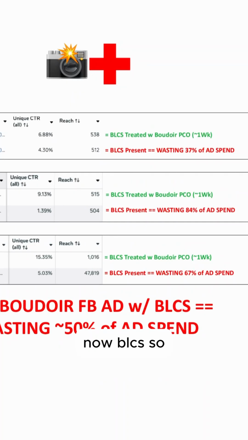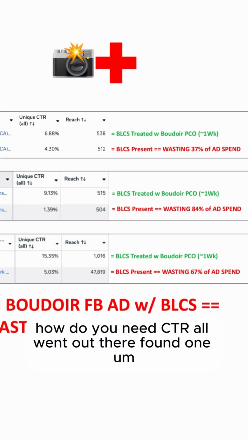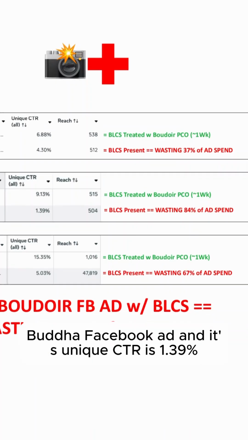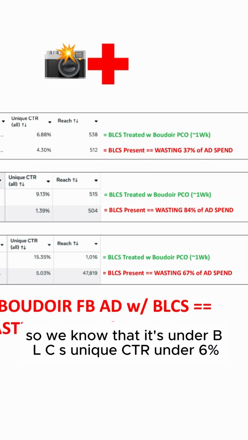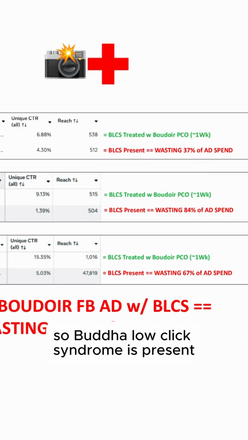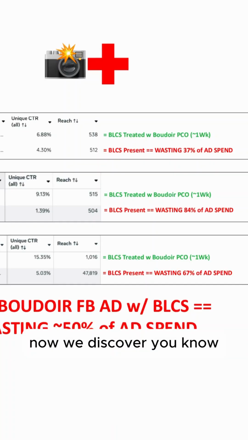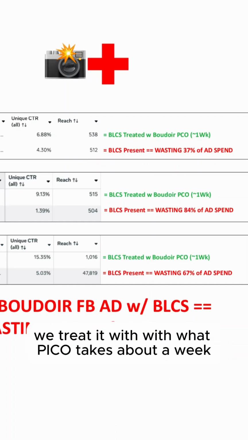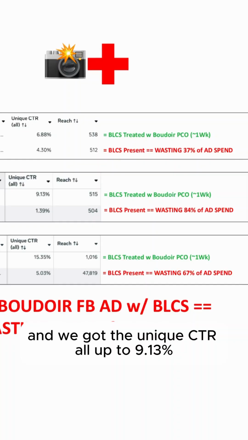Next part, residency part 2. Went out there and found another Boudoir Facebook ad, and its unique CTR is 1.39%. So we know that it's under 6%, so BLCS, Boudoir low click syndrome, is present. Now that we've got the solution, we treat it with Boudoir Pico, takes about a week, and we got the unique CTR up to 9.13%.